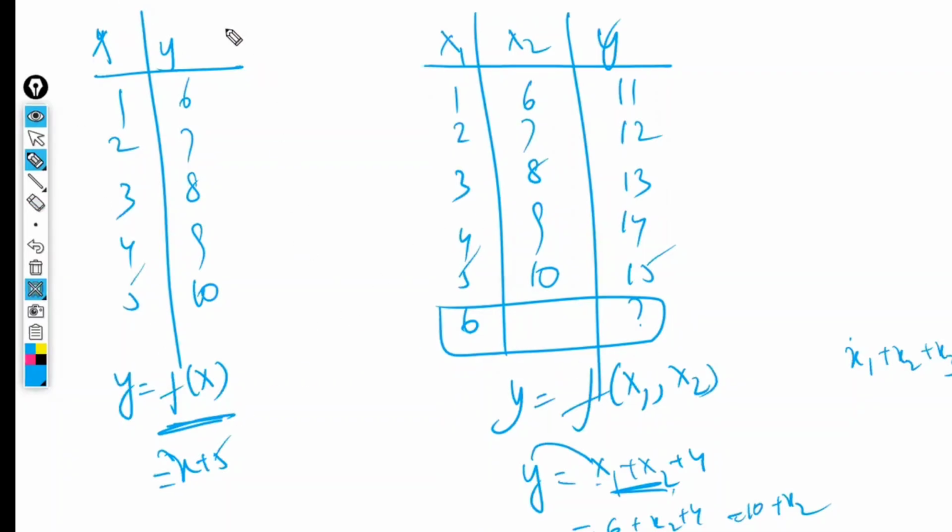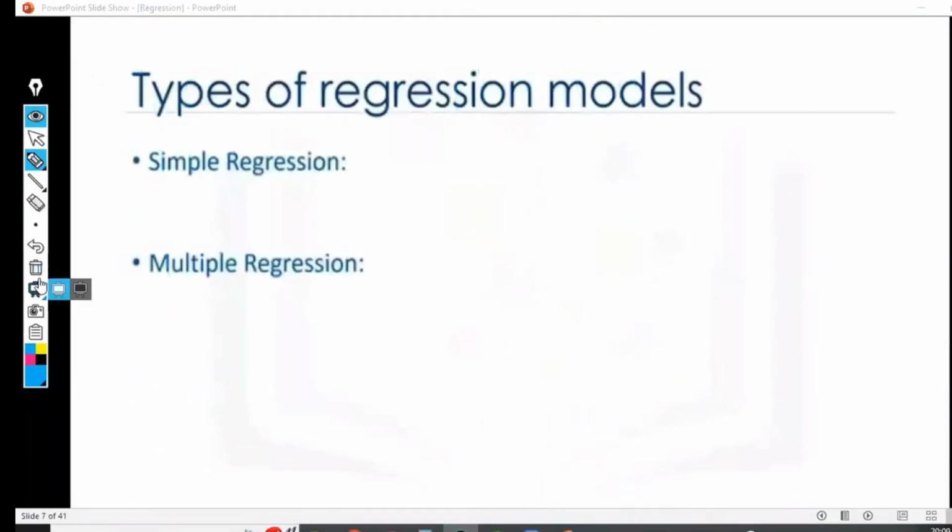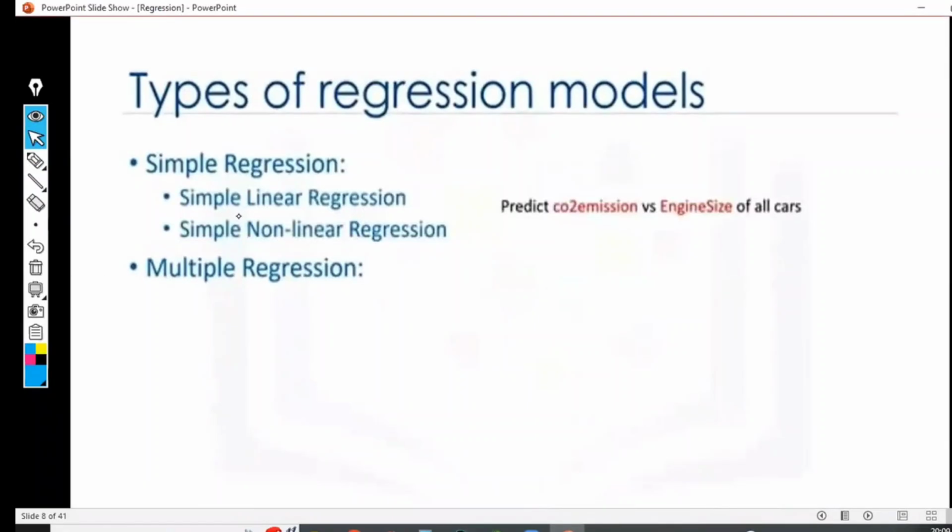This is a pure example. This is called simple regression and this is called multiple regression. Is that clear? The difference between simple regression versus multiple regression. Now, within simple regression, we have simple linear regression and simple non-linear regression.